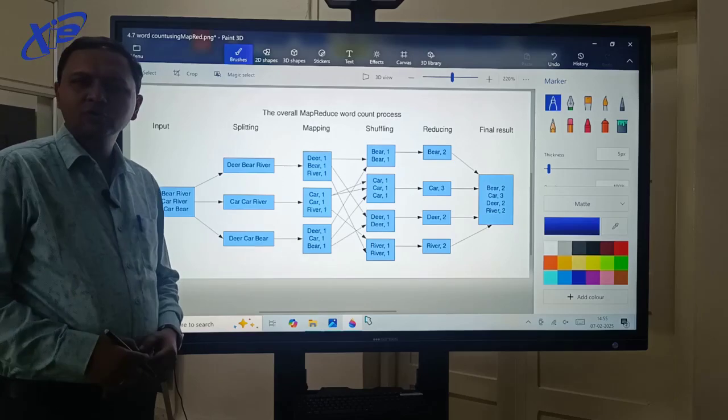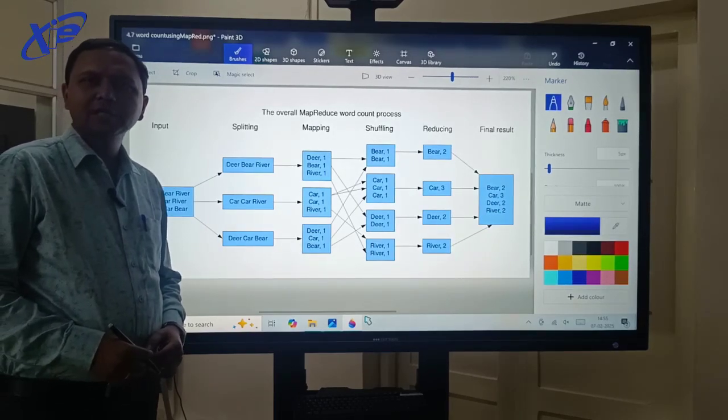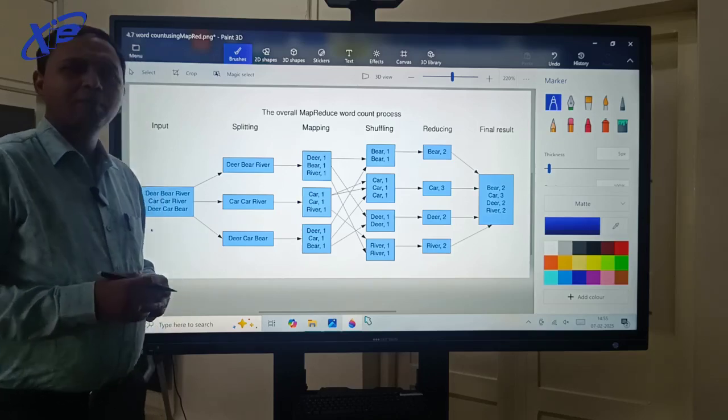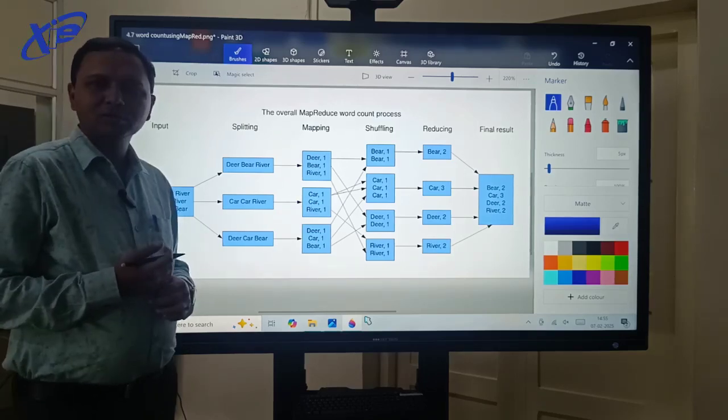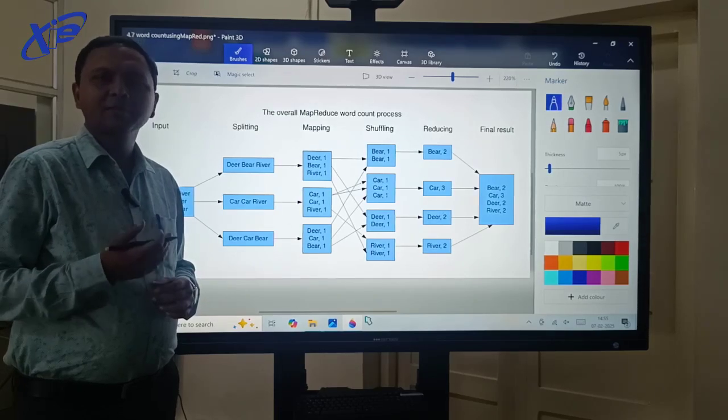So today we are going to discuss one of the important aspects of the Hadoop ecosystem, that is called MapReduce system. Before discussing the MapReduce system, we will see why it came into existence, or why it came into the picture.